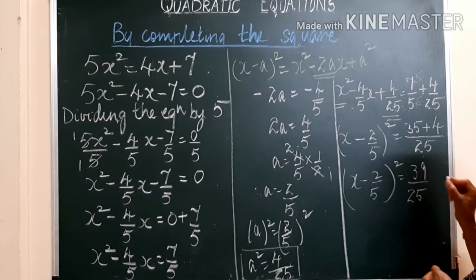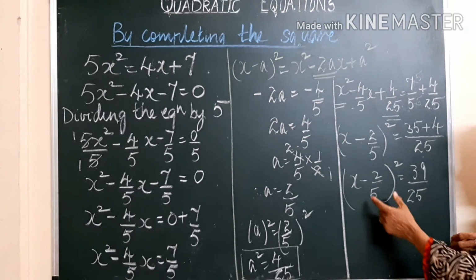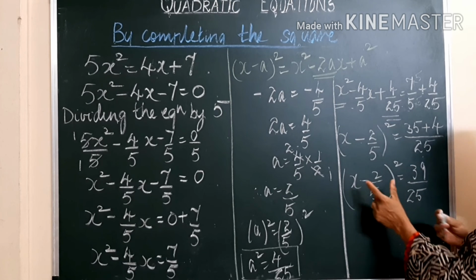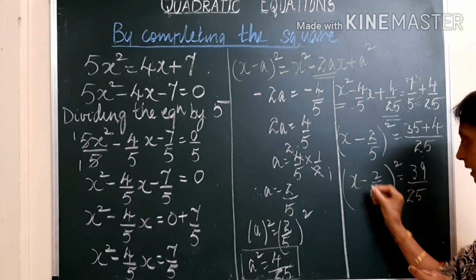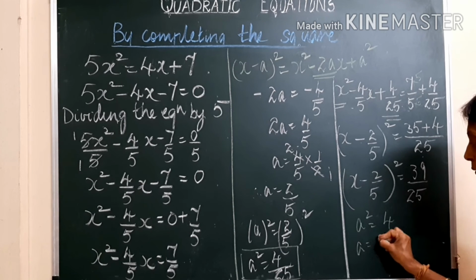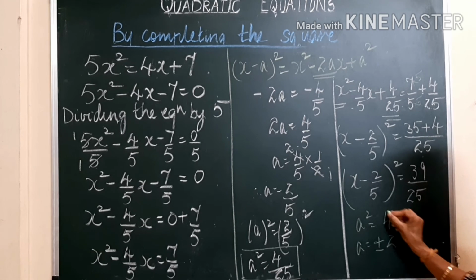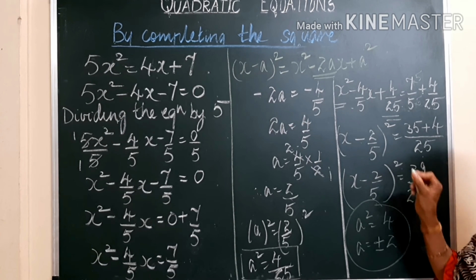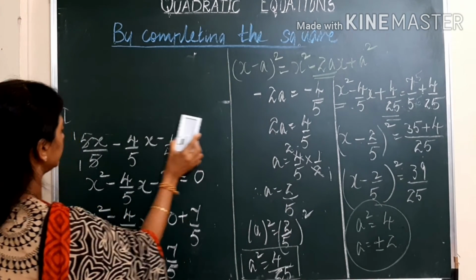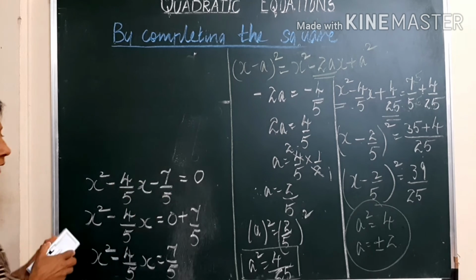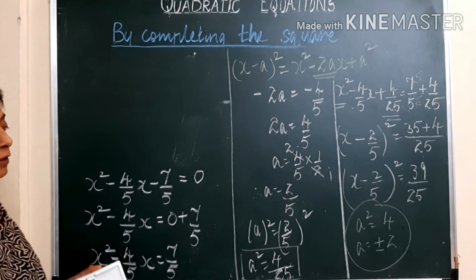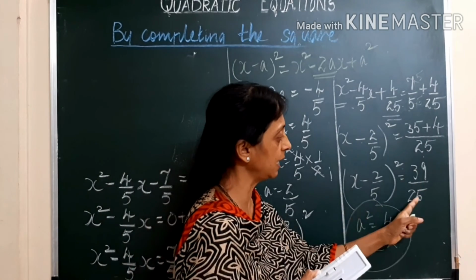Now children, I have told you, ultimately you have to find out the value of x. So you have to first get rid of the square. How do you do that? Suppose this is a, then if a square is equal to 4, a will be equal to plus or minus 2. Same thing we will apply to this problem. Let's continue. So we are left with x minus 2 upon 5 the whole square is equal to 39 upon 25.